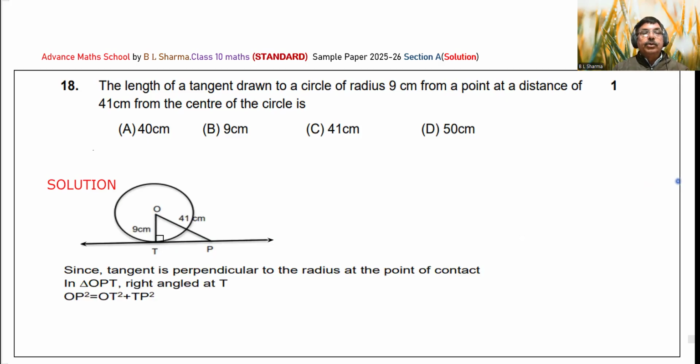Applying the same rule, OP square is equal to OT square plus TP square. So 41 square is equal to 9 square plus TP square. 41 square is 1681 and 9 square is 81. 1681 minus 81 is 1600. So TP is equal to the square root of 1600, that is 40 centimeters. So A is the correct option.